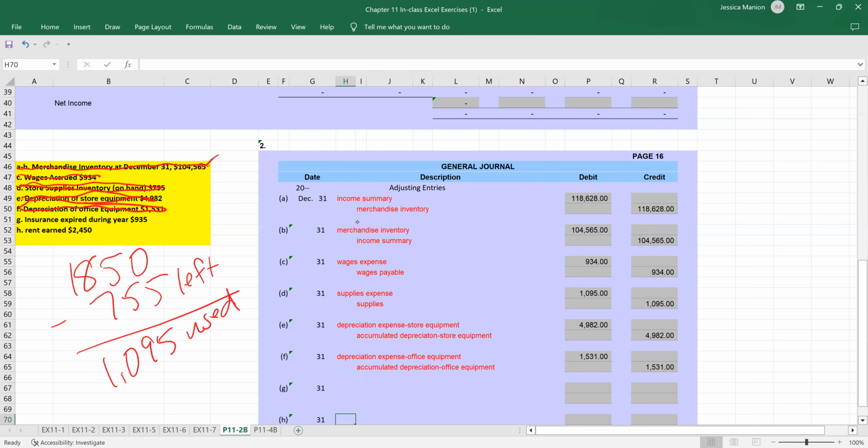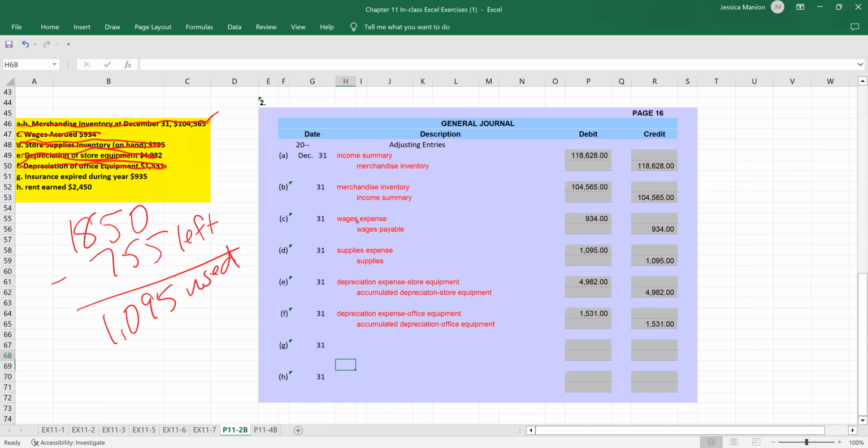Letter G, insurance expired during the year 935. So they're giving us the amount that we need. We don't need to calculate anything. We always do our insurance adjusting entry for the amount that has expired or been used up. So we debit insurance expense 935. We credit prepaid insurance 935. All right, so we've got that one taken care of.